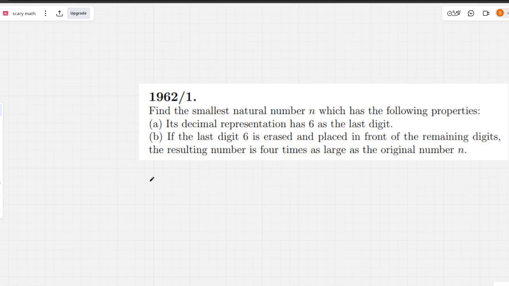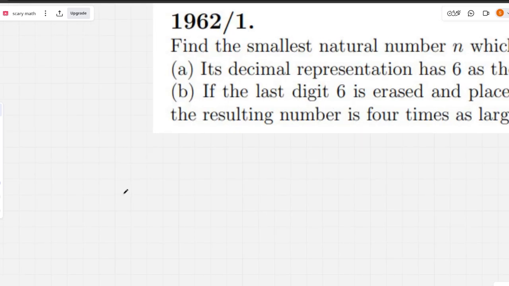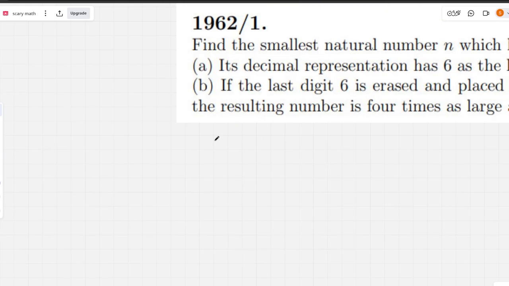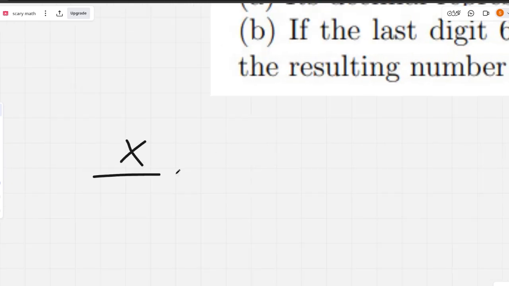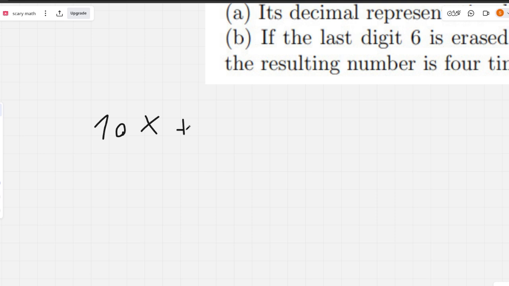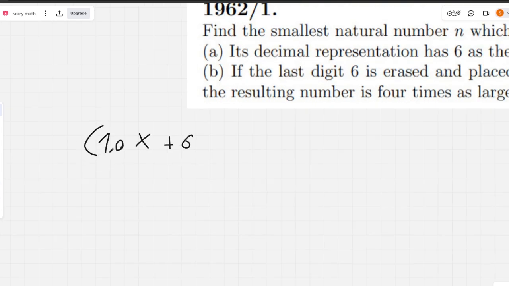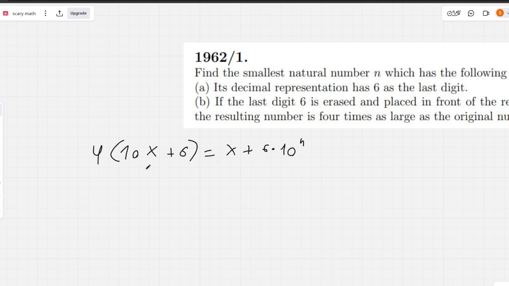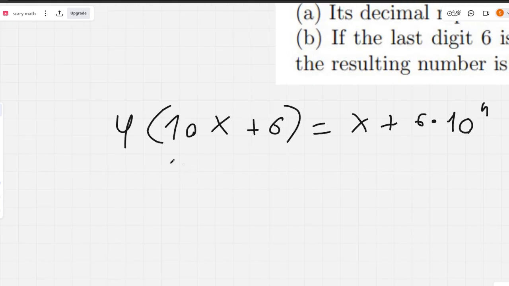So the way to characterize this with parameters is I'm going to say that the number without the digit 6 anywhere, neither the last nor the first, is going to be called x. So what we're looking for is 10x plus 6. And when we multiply by 4, it's going to be the same as x plus 6 times 10 to the power of n, where n is some integer that represents the length of the digital representation of x. So let's work on this.